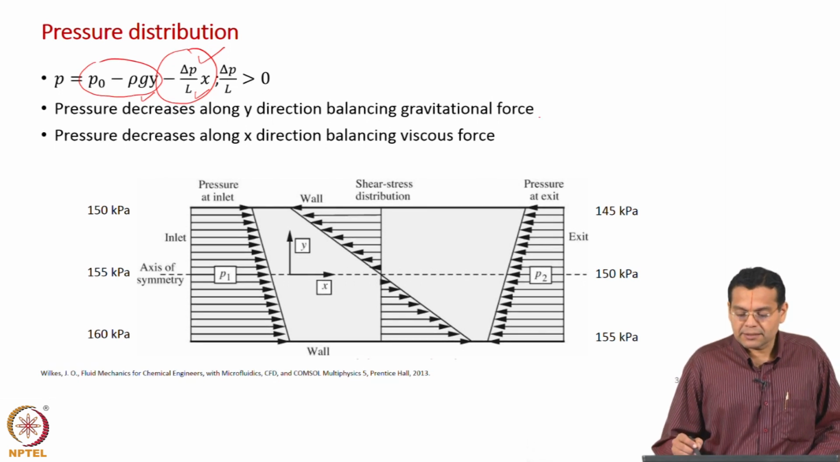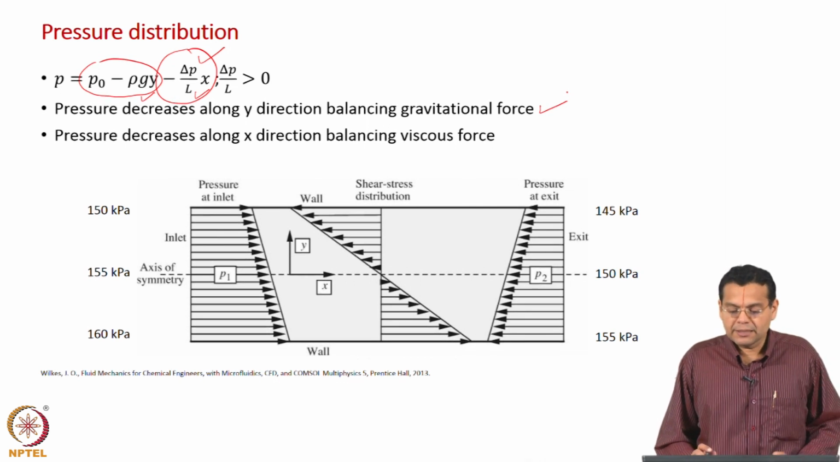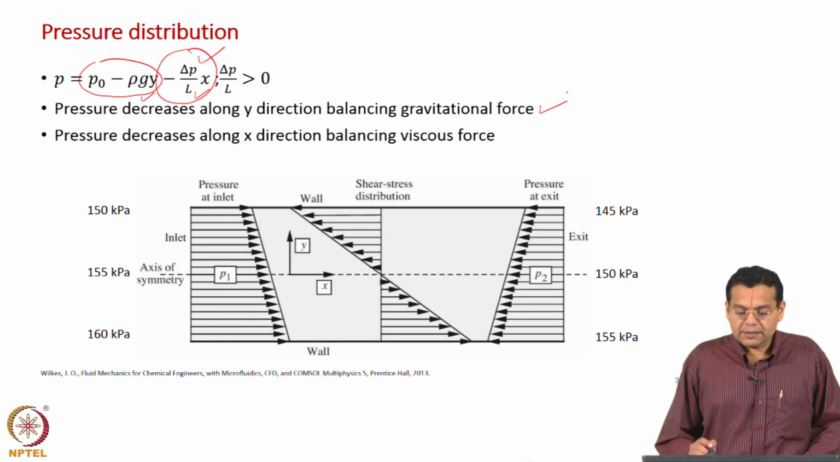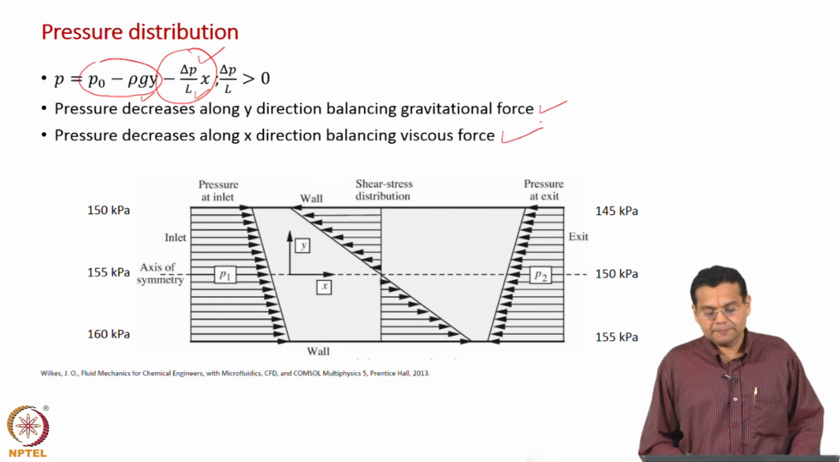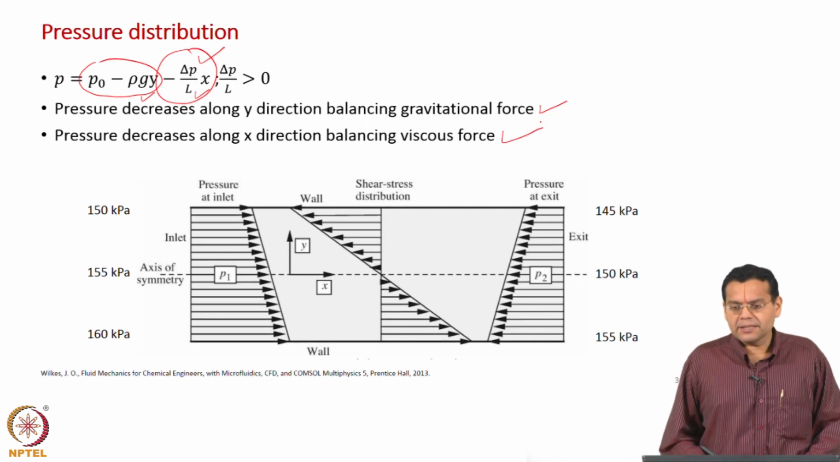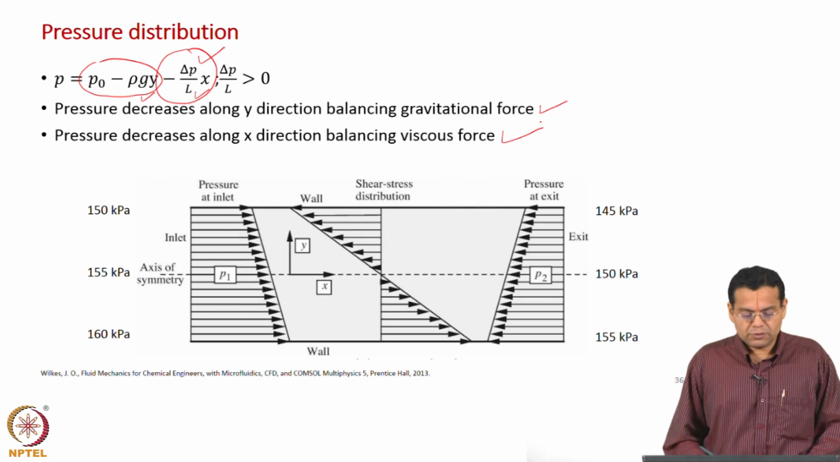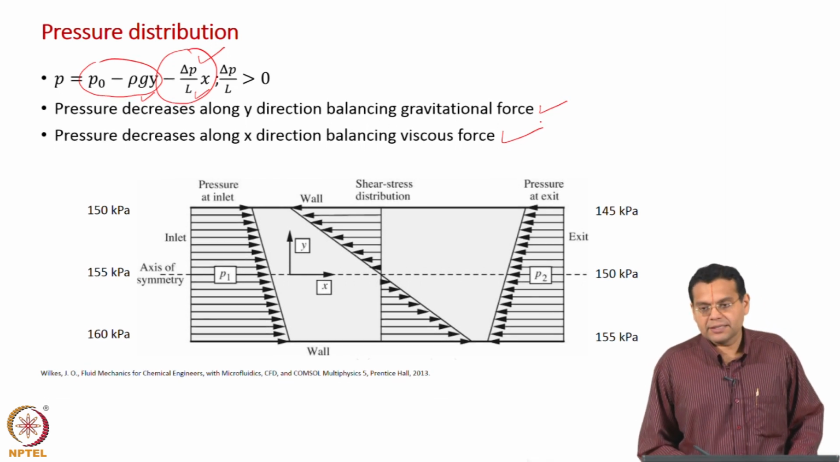So, pressure decreases along y direction balancing gravitational force, there is nothing new, it is same as planar Couette flow, but this is something different from the earlier case, pressure decreases along x direction also balancing viscous force, okay. Now, this is a very good representation of what we are discussing now, from the book by Wilkes, Fluid Mechanics for Chemical Engineers, and of course, it has microfluidics, CFD, COMSOL, multiphysics, etc.